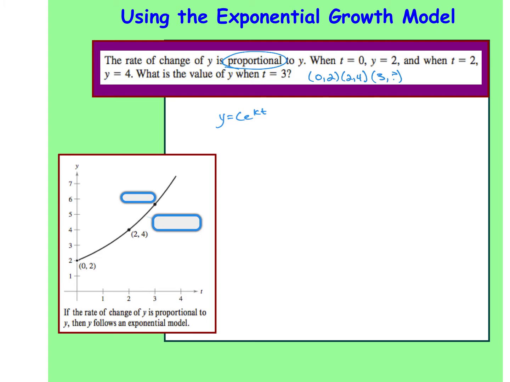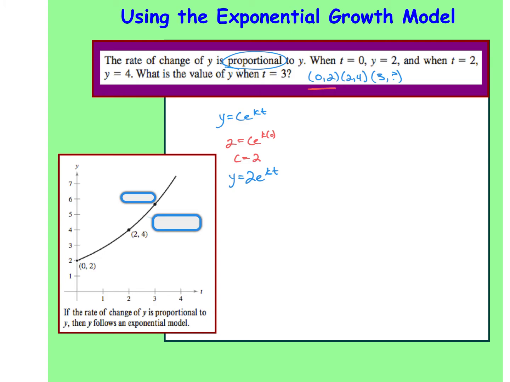All right, so now I need to solve for c and I need to solve for k. Those are my constants in this proportional rate of change. So let's just substitute in. So now what's my y? I have 2 is equal to ce to the k times 0. Well, what's 0 times k? 0. E to the power of 0? 1. So c equals what? 2. So now my equation would be y equals 2e to the kt.